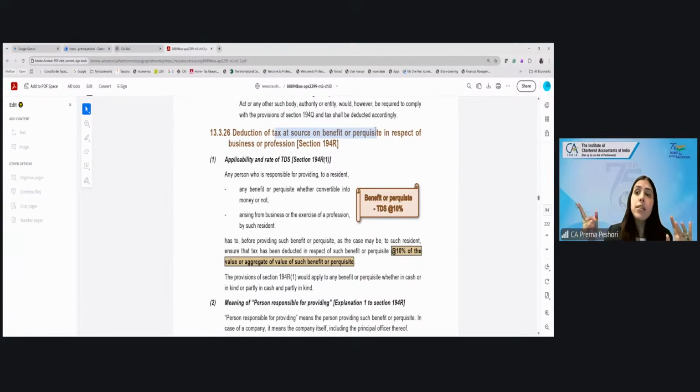But if the invoice is in the name of the auditor and I am, as a client, reimbursing that amount, then it is a benefit on which the TDS will be deducted. Are we clear? Okay. Yes.